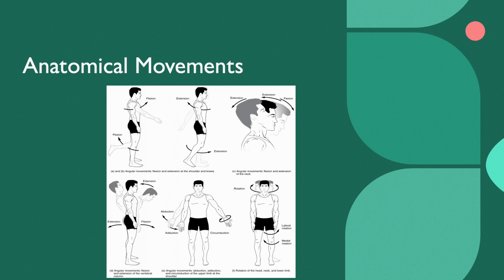Here is a diagram of some of the movements. We have flexion with the leg and the arm, extension also with the leg and the arm, and also the head, extension and flexion. Then below, we see that there is some more flexion and extension. We have some abduction and adduction, and also some rotations in this diagram.